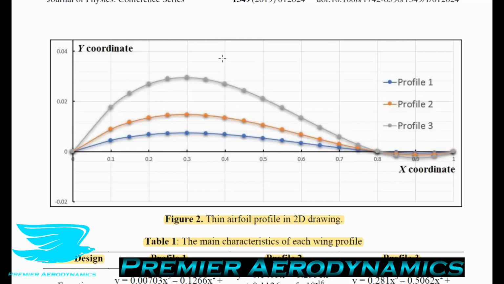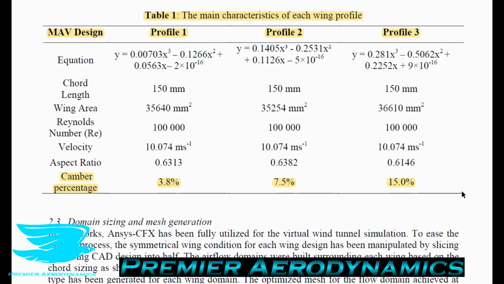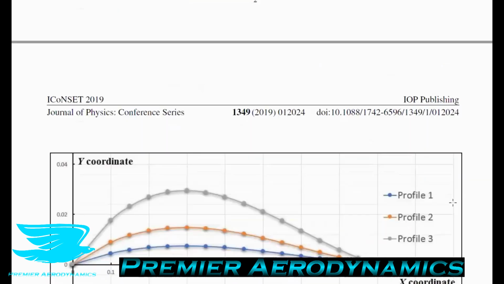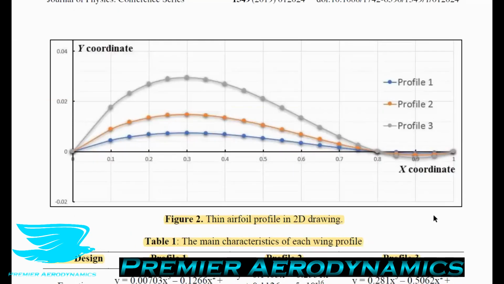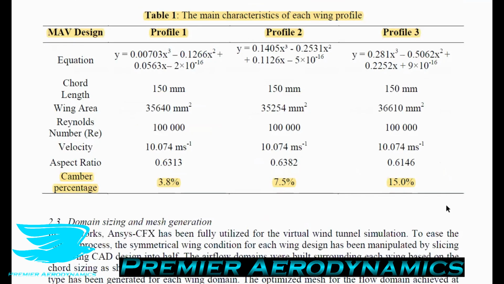As I mentioned earlier, Profile 3 was very aggressive in terms of its styling. It has a very high amplitude, and the camber percentage for this is 15% based on the chord. Profile 1, I mentioned, was much thinner and sleeker. Its camber was only 3.8%. Profile 2 somewhere in the middle with 7.5%, so effectively they doubled the camber each time.